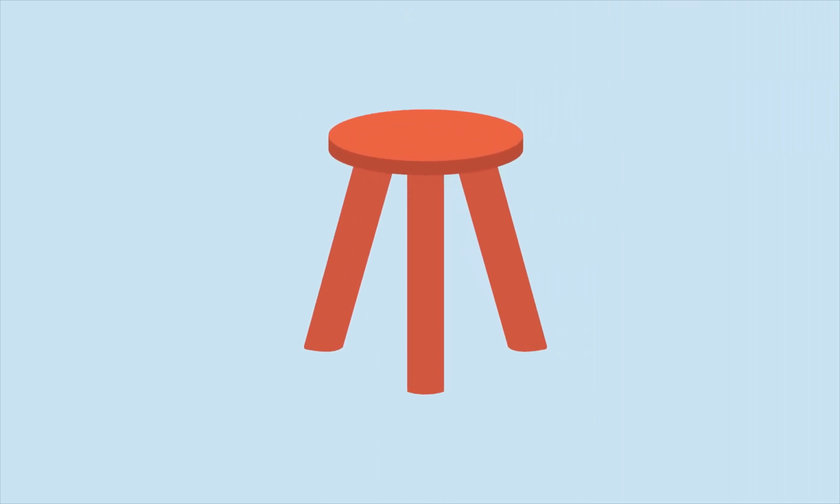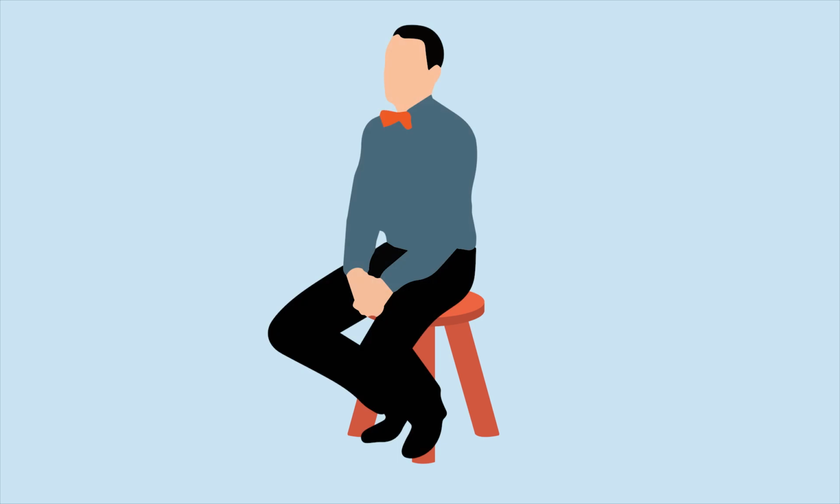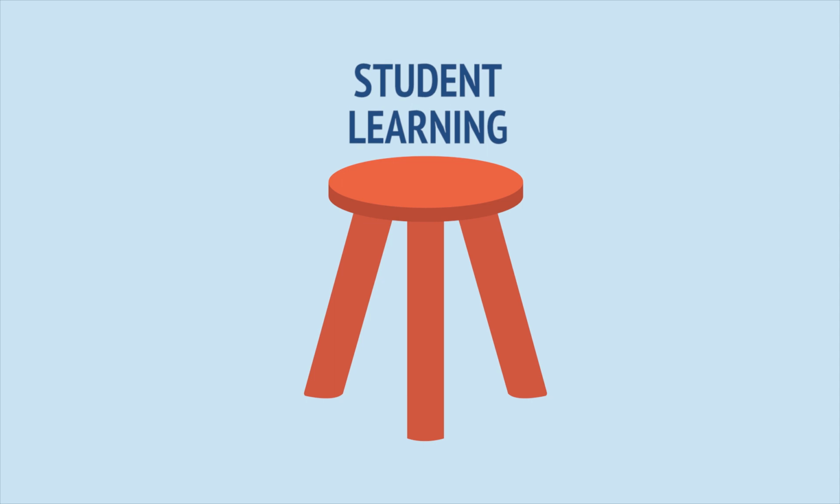As we talk about student learning, consider this three-legged stool. It's very stable and will support someone without wobbling or tipping over. However, if one leg is missing, the stool is unbalanced and cannot even stand up on its own. If this stool represents student learning in Granite, the three legs look like this.